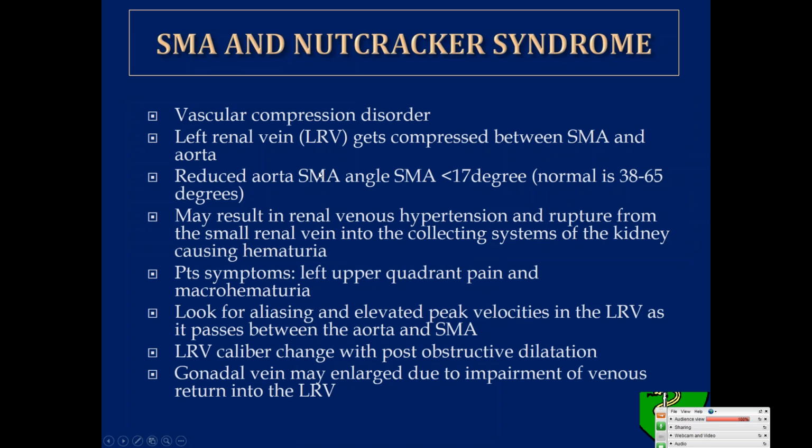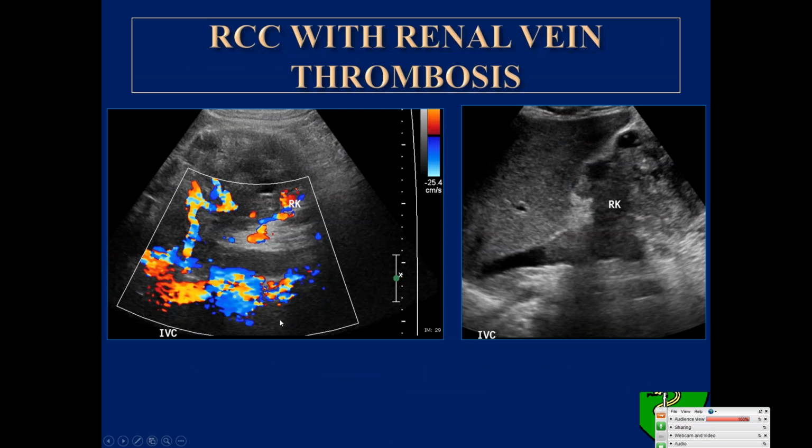So nutcracker syndrome represents a vascular compression disorder. Again, usually you look for this aliasing in the left main renal vein and a caliber change. That's all to help you with the diagnosis. In these kinds of patients, gonadal vessels may also be enlarged, and a patient may have varices, scrotal varices if it is a male patient.